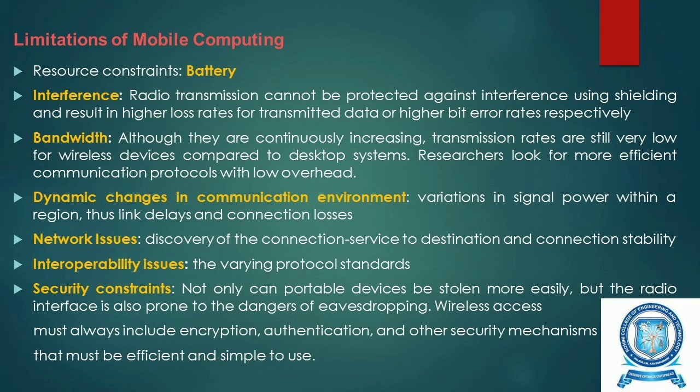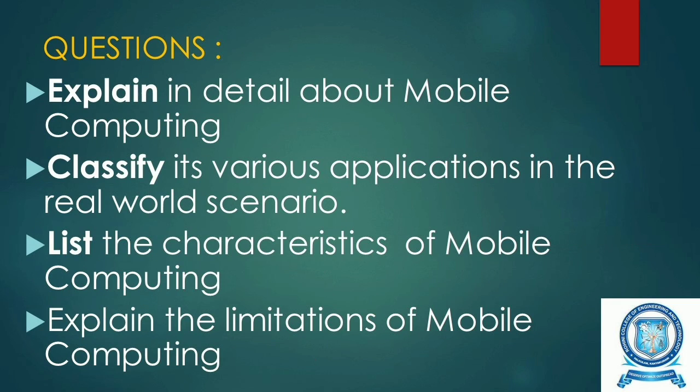Then network issues. So, this deals with the discovery of the connection services to destination and connection stability. Then interoperability issues, the varying protocol standards come under this limitation. Security constraints: not only can the portable device be stolen more easily, but the radio interface is also prone to the dangers of eavesdropping. So, the wireless access must always include encryption and authentication to safeguard the data.